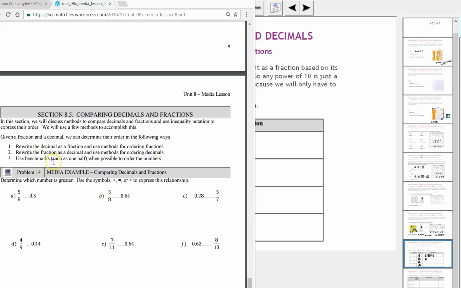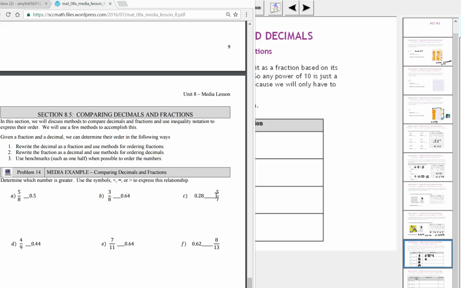So we talked about benchmarks such as 1/2. So noticing here, 5/8 is bigger than 1/2, since 5 is bigger than 4. 5/10 equals 1/2, so I know 5/8 is bigger. 3/8 is less than 1/2. 64/100 is bigger than a half, so 3/8 is less than 64/100. So getting some of these ideas in so they can compare the numbers without always dividing on the calculator.